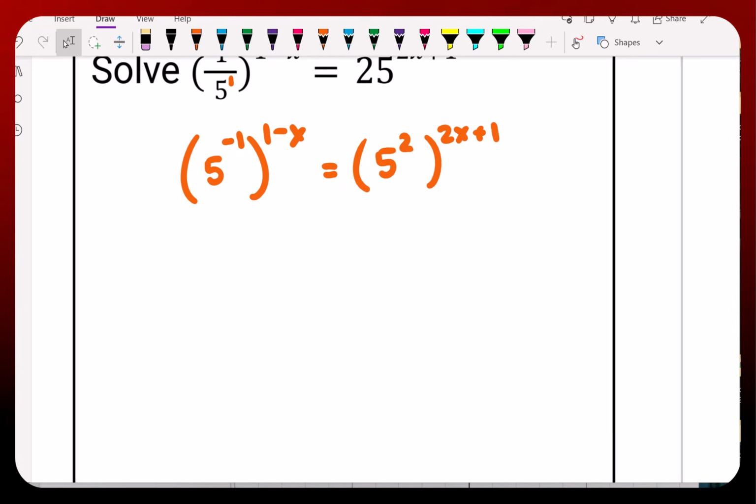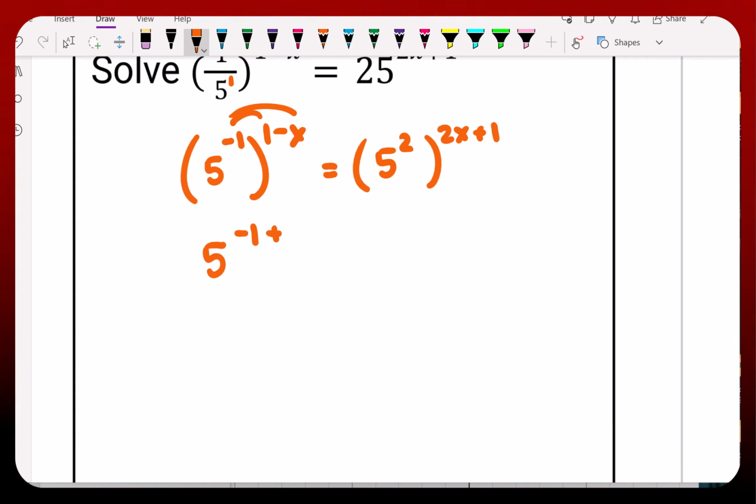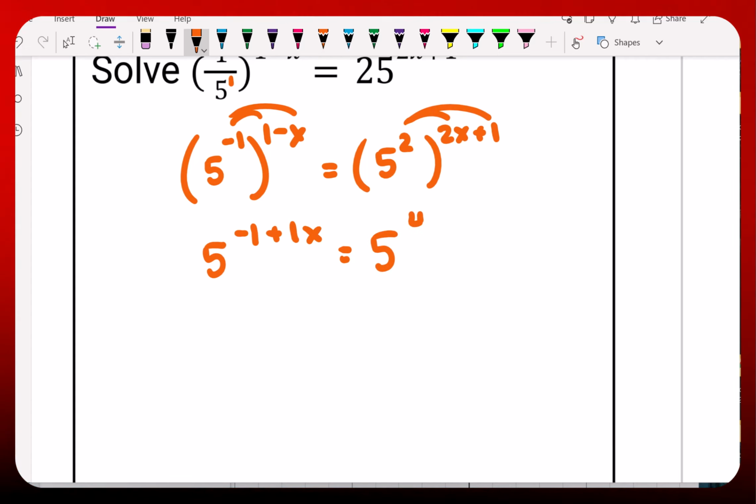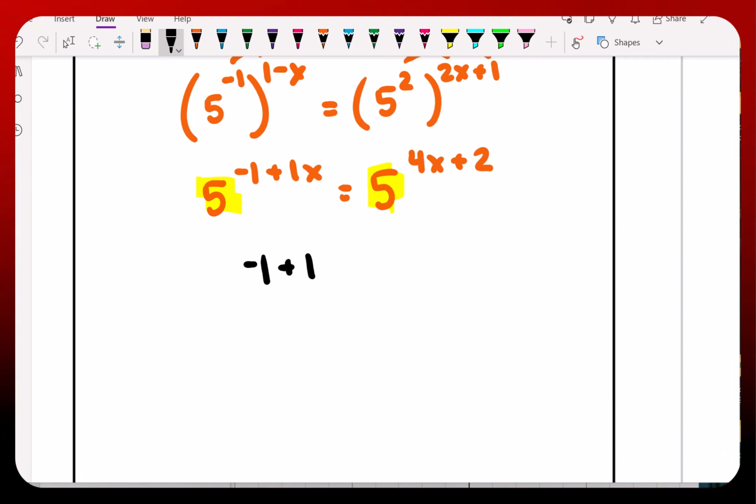Okay, now I'm going to look at any existing exponents. I'm going to go ahead and distribute here. So it's going to be negative 1 plus 1x, changes its sign. And then I'm going to distribute here. So it'll be 4x plus 2. Now that I have all of that taken care of and simplified, I can use my property of equality and drop base 5. And then I'm going to just write down the exponents.